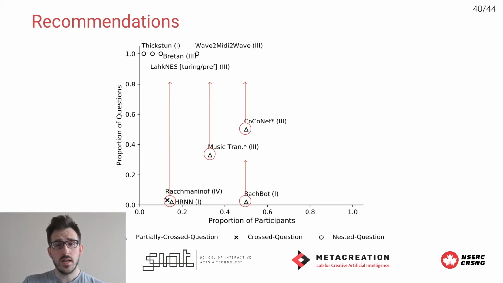If we return to the plot of experimental designs we reviewed earlier, we can see that many experiments could be improved by simply increasing the proportion of questions while holding all other factors constant. Furthermore, this is a low-cost fix, as sampling from generative systems is relatively cheap.